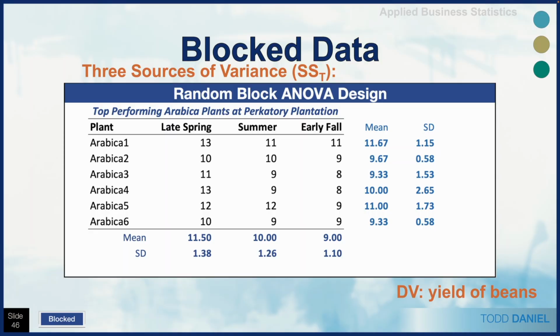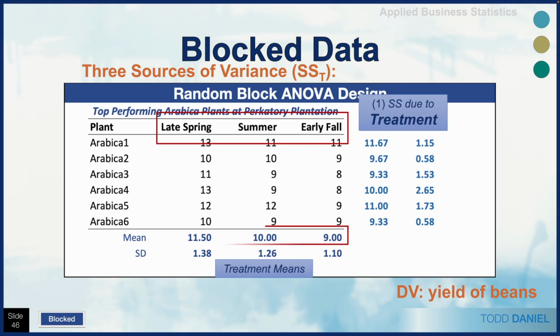Here's what our data look like. Let's talk about the sources of variance. Where's all this variability coming from? Our main treatment effect is coming from what time of the season we plant: late spring, summer, early fall. And we will see the results of that in the means for each column. There's our 11.5, 10, and 9. That is the effect for the season.